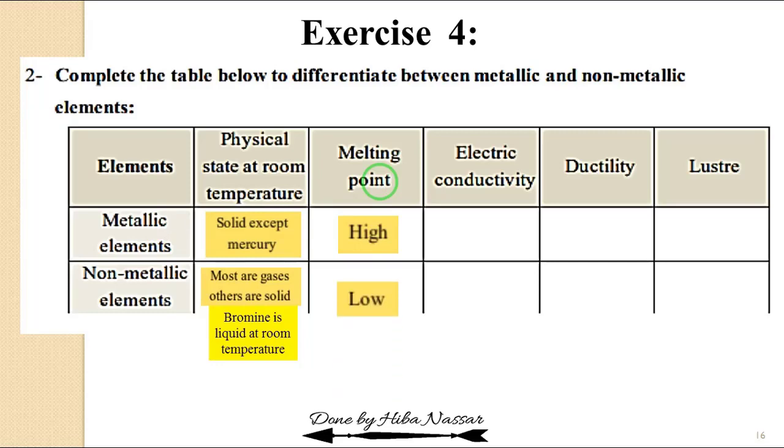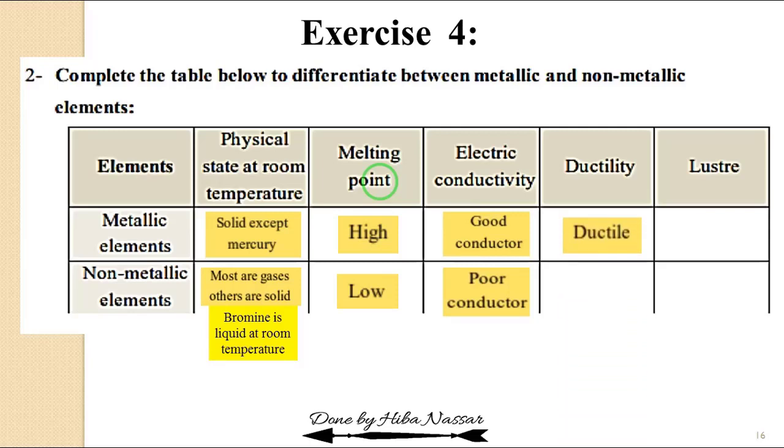For the electric conductivity, metals are good conductors of electricity. Non-metals are poor conductors. Now for the ductility, metals are ductile, non-metals are not ductile. Now for the luster, metals are shiny, while non-metals are dull.